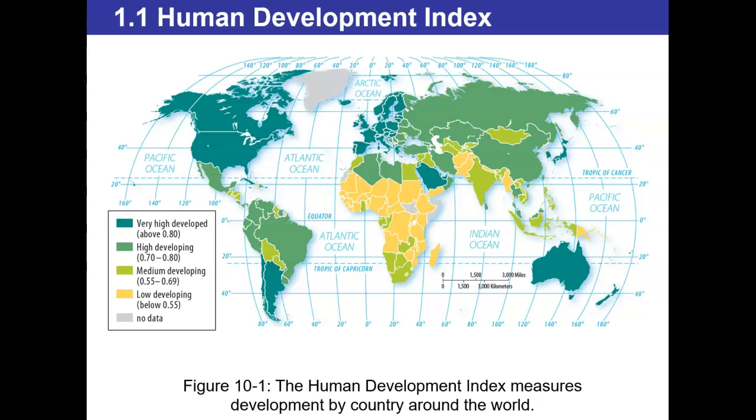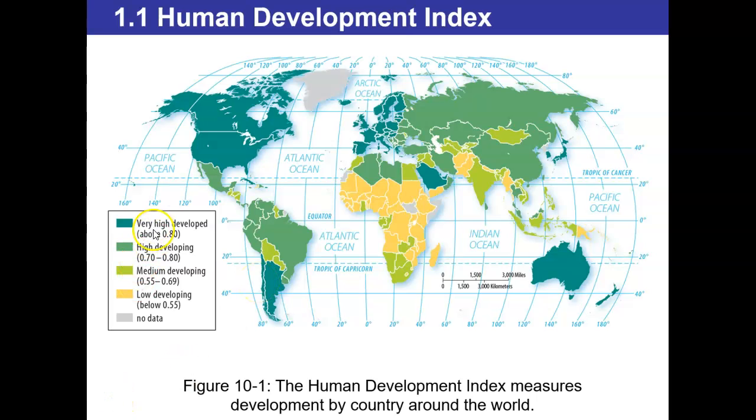Take a look at figure 10-1 located on page 350 of your textbook. This map shows the Human Development Index, and this index measures development by country around the world. As you can see in the key, the darkest green will indicate the most developed regions of the world. North America is included, Western Europe is included, parts of Southwest Asia on the Arabian Peninsula are included, Australia and New Zealand are included, Japan and South Korea are included, and Argentina and Chile are included as well.